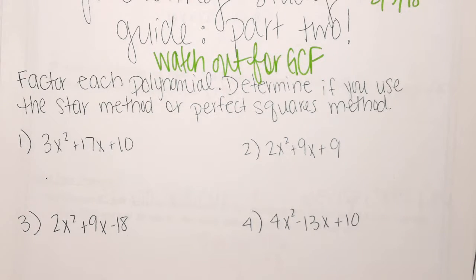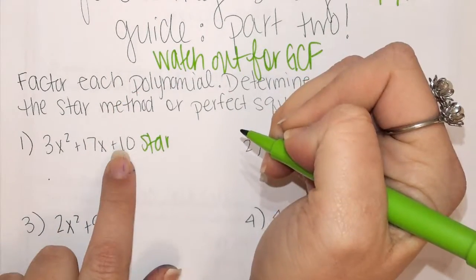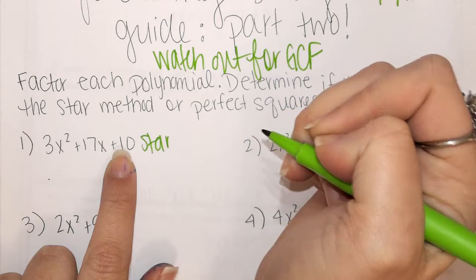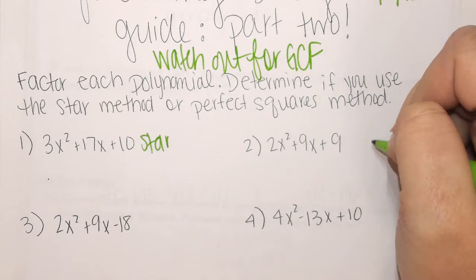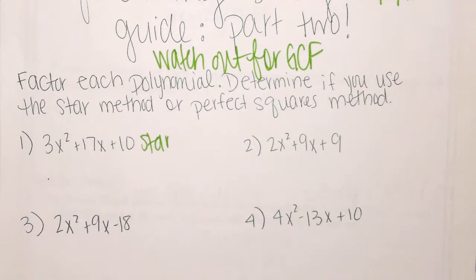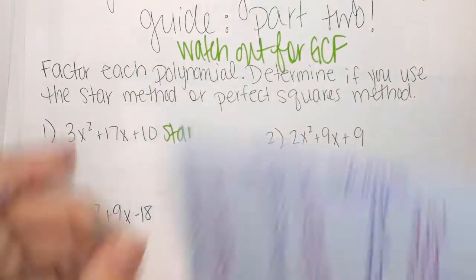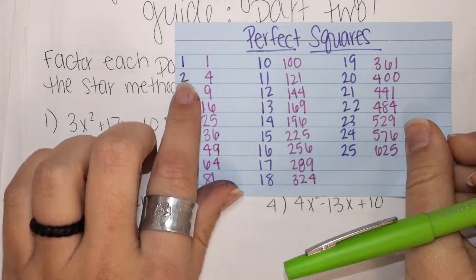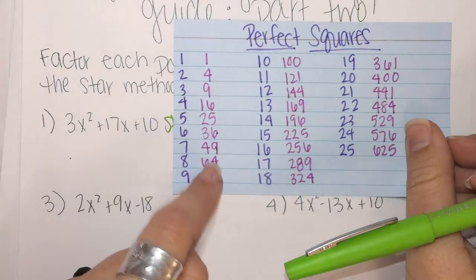Number 1. Are the first and last term perfect squares? No. So use the star method. Number 2. Is 2 a perfect square? No. Remember that handy dandy card that we made? 2 is not a perfect square. You cannot take the square root of 2 and get a whole number. 4 is a perfect square, but 2 is not.